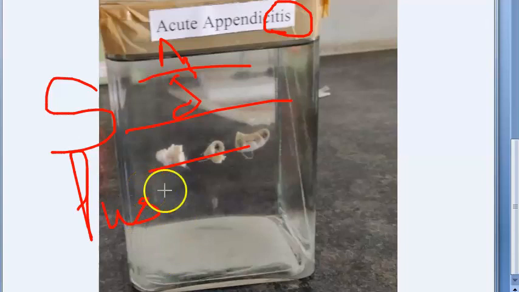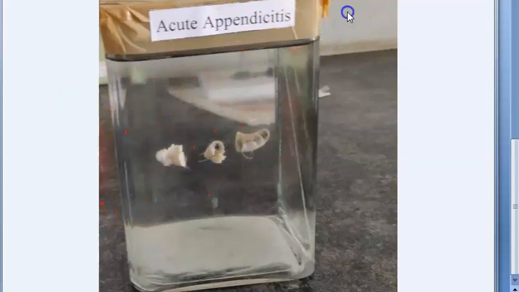The serosa is coated with fibrinopurulent exudate, so there can be fibrin and pus. Engorged vessels can be there on the surface. In advanced cases, there can be gangrene, with necrosis. So basically, in the gross, what will you see?